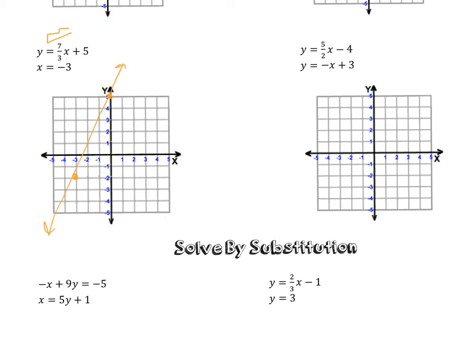Now the next one is x is at negative 3, so put a dot at negative 3 in the x and draw the vertical line through that. So these two intersect, and I know I didn't draw it very well, but they intersect right here, which is at negative 3, negative 2.